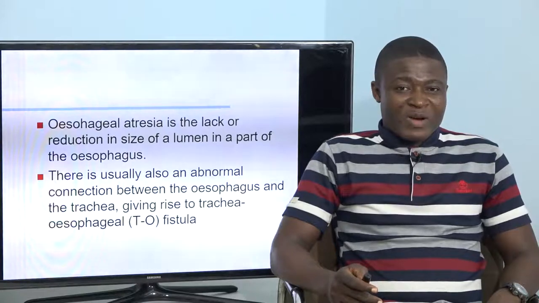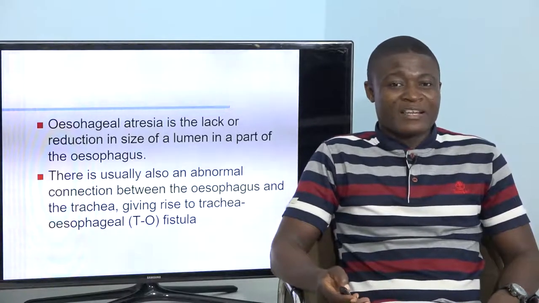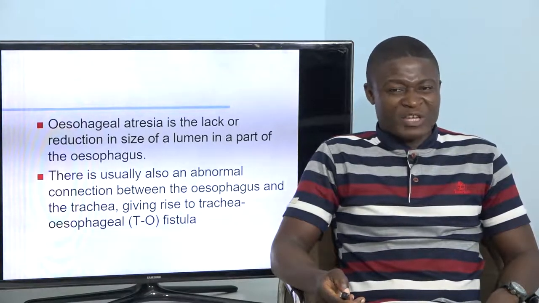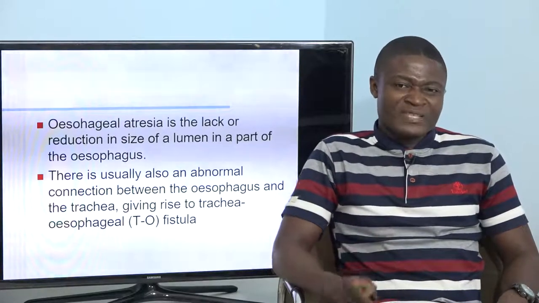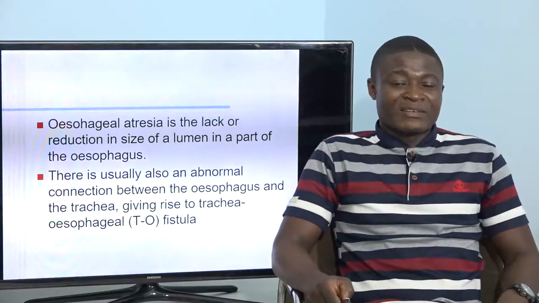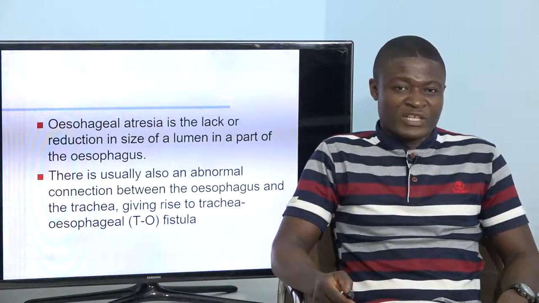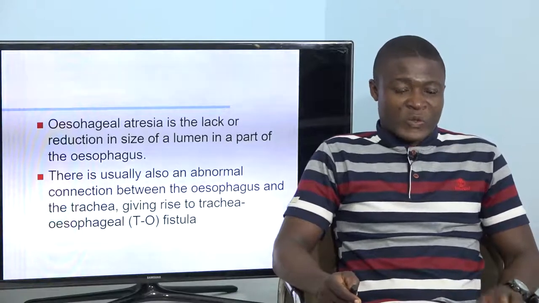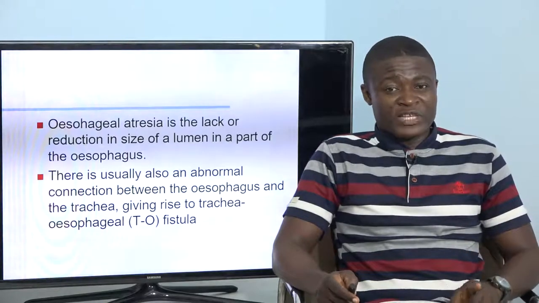There is usually also an abnormal connection between the esophagus and the trachea. Remember, the trachea is just behind the esophagus. So what we're saying is, in esophageal atresia, apart from the fact that the esophagus may be occluded or the canal may be narrow to some extent, sometimes there is also an abnormal connection between the esophagus and the trachea, which is not supposed to be normal. With that, it gives rise to something we call tracheoesophageal fistula. A fistula is an abnormal opening between two structures. So the abnormal opening between the esophagus and the trachea is a tracheoesophageal fistula.